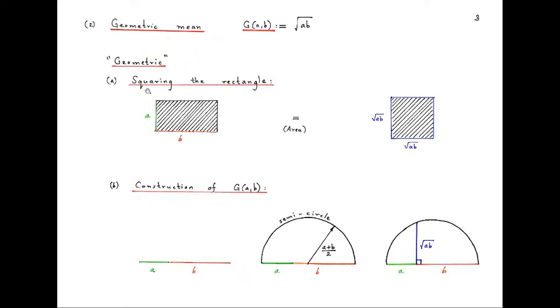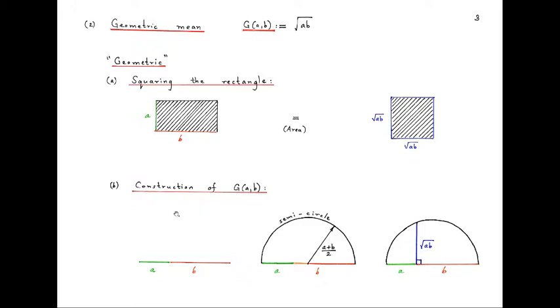First, let's consider the problem of squaring the rectangle. Imagine that we have a rectangle with side lengths a and b. So the area of this rectangle is ab. Suppose that we want to construct a square which has the same area as this rectangle. Well, if the side length of the square is x, then the area of the square will be x squared, and this x squared has to be equal to ab, so x has to be equal to the square root of ab. So we see that the geometric mean arises as the side length of the square whose area is equal to the area of the given rectangle.